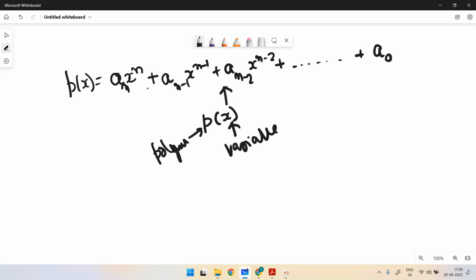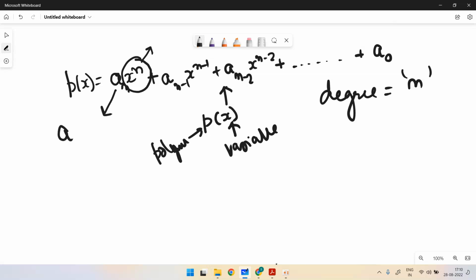Now this polynomial has a degree. The degree is n, because the maximum power of x is n. When will the degree be n? When the value of a_n is not equal to 0. If a_n is 0, then the maximum degree will be n minus 1. If that is also 0, then it will be n minus 2.